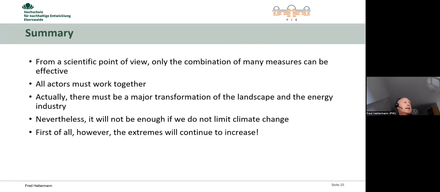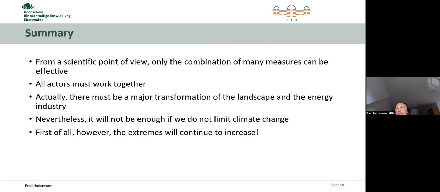Okay, the summary. What I think from a scientific point of view is that only the combination of many measures will be the solution. And to that end, all actors must work together, hand in hand, and cooperate. I think there should be a major transformation of the landscape. It does not help much when we do it in a spot here and in a spot there.